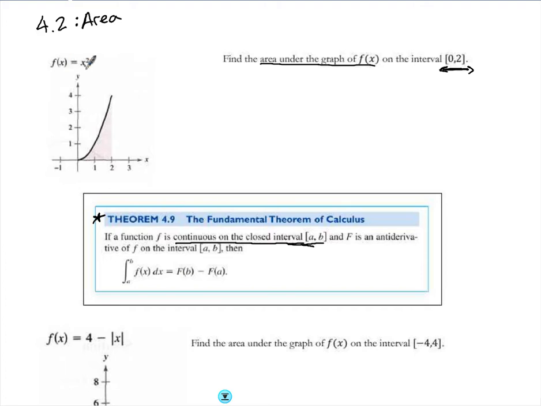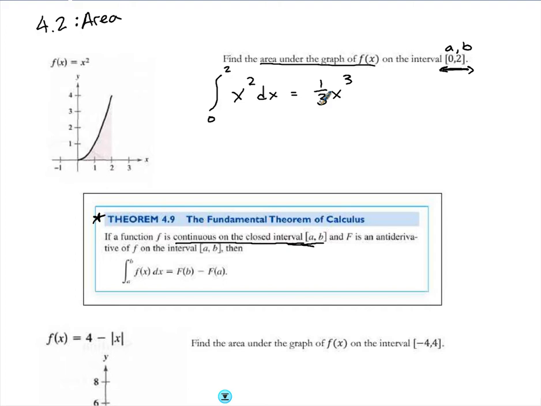F of x is equal to x squared. The first thing I'm going to do is integrate this over my interval a to b, which in this case is 0 to 2, the integral of x squared dx. So we have to integrate this. Raising the power by 1 gives me a 3, and I'm going to put 1/3 out in front to include that value.